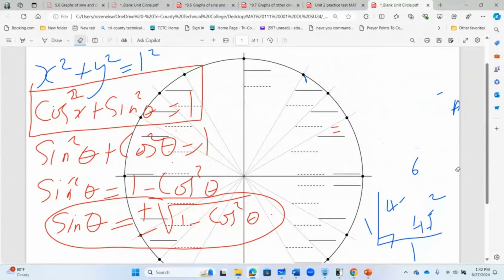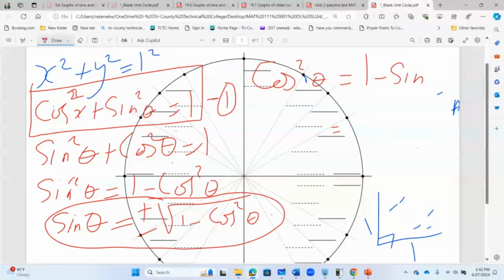All right, so I can also say from this one right here, identity number 1, if you want to call it 1, but it's not 1 though. We can say, since I can rewrite, cosine squared theta is equal to 1 minus sine squared theta. Knowing how to rewrite them and solving for cosine will help you solve some problems.